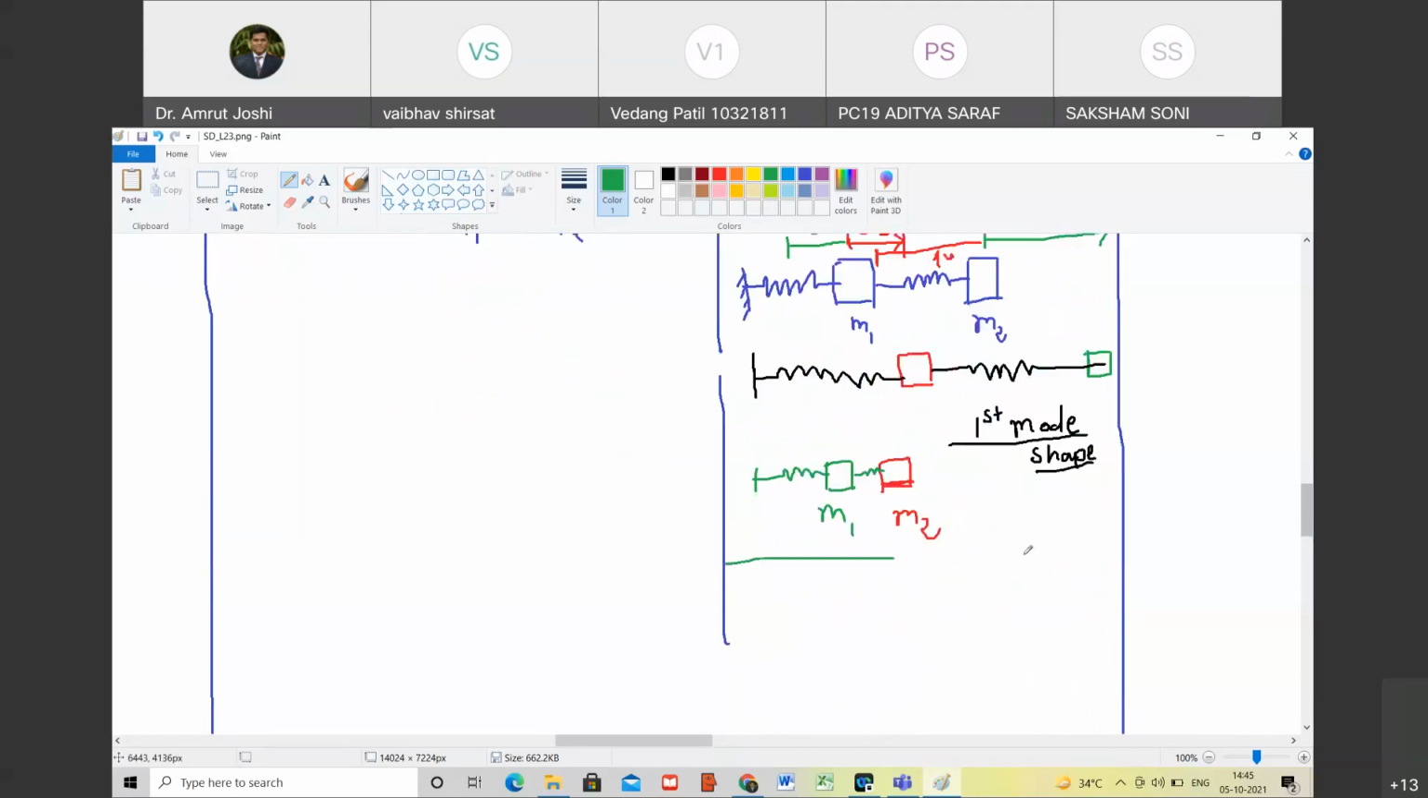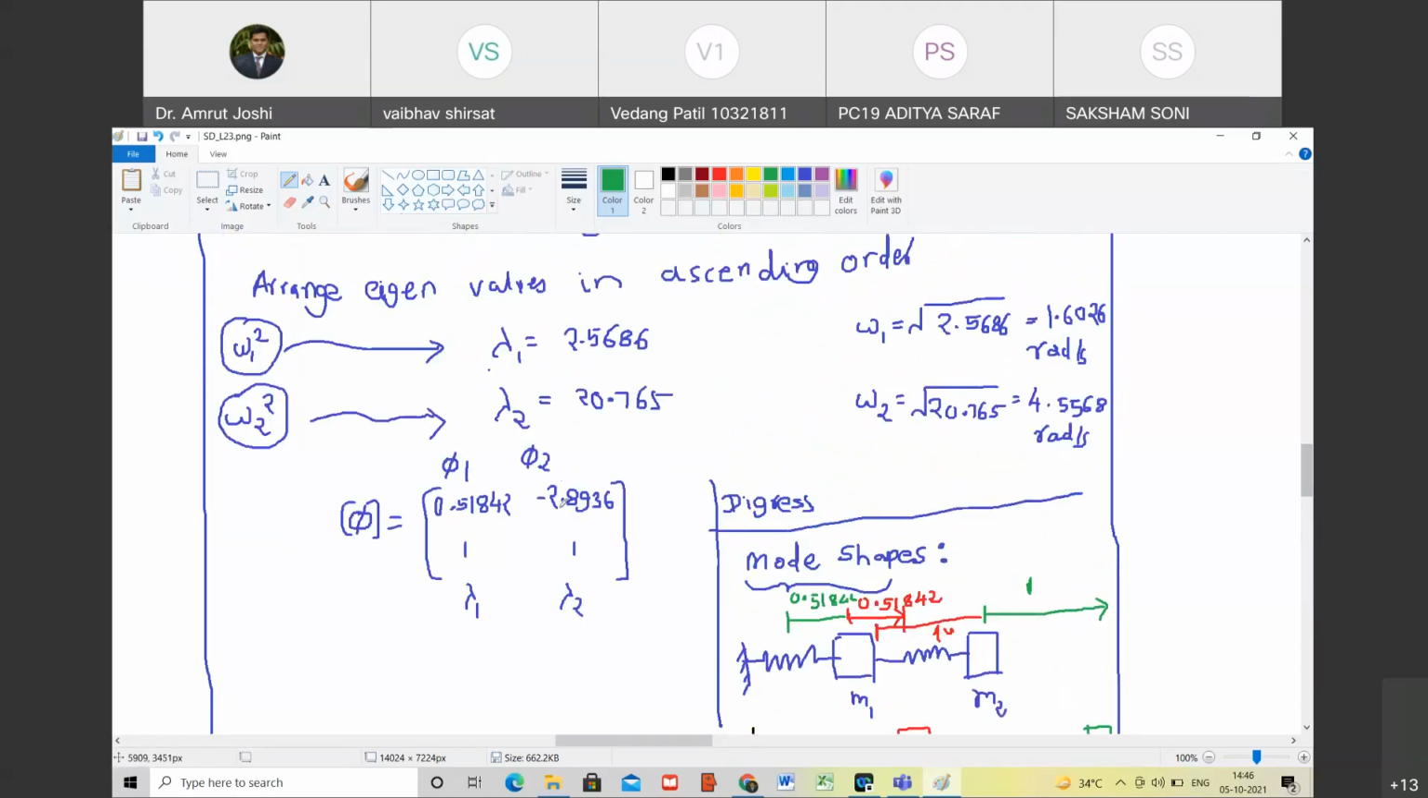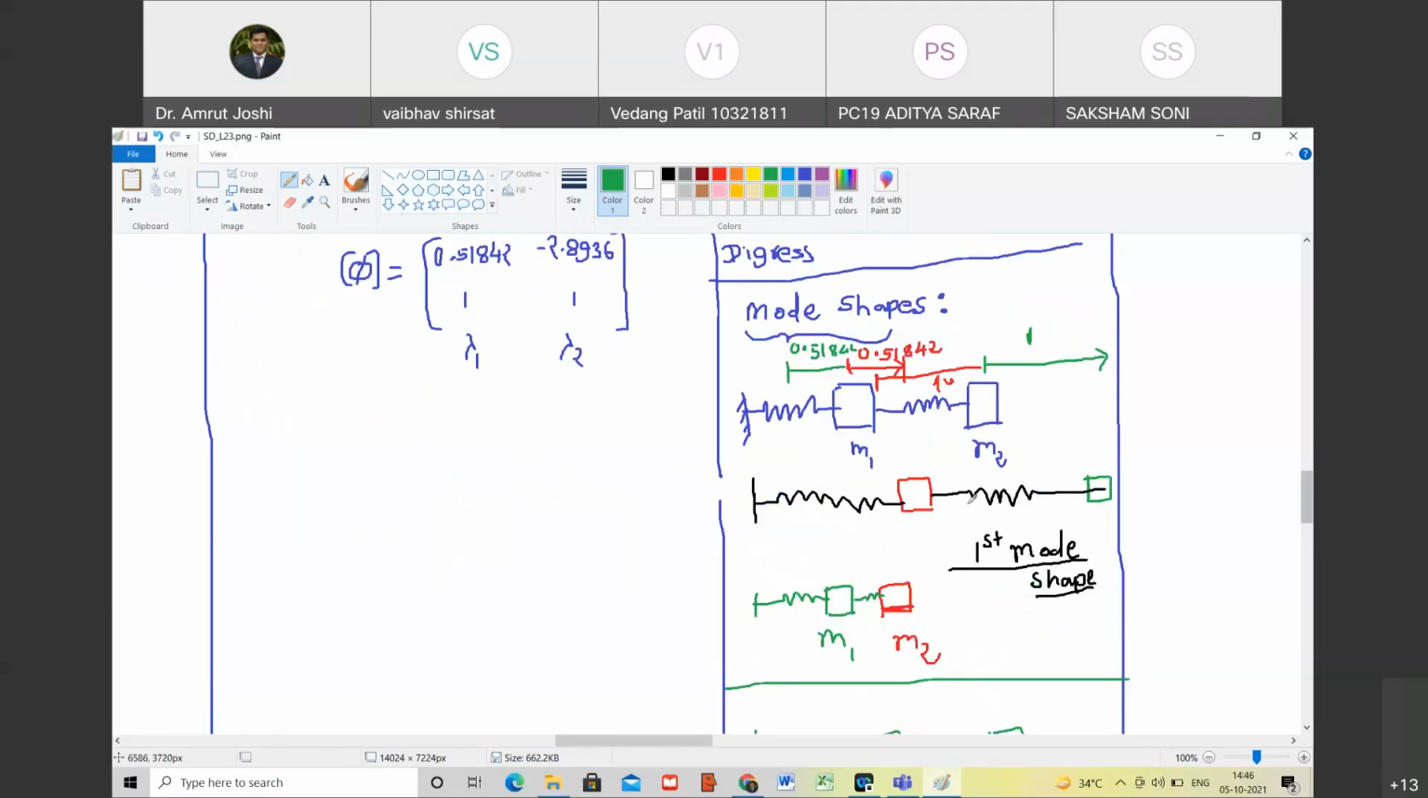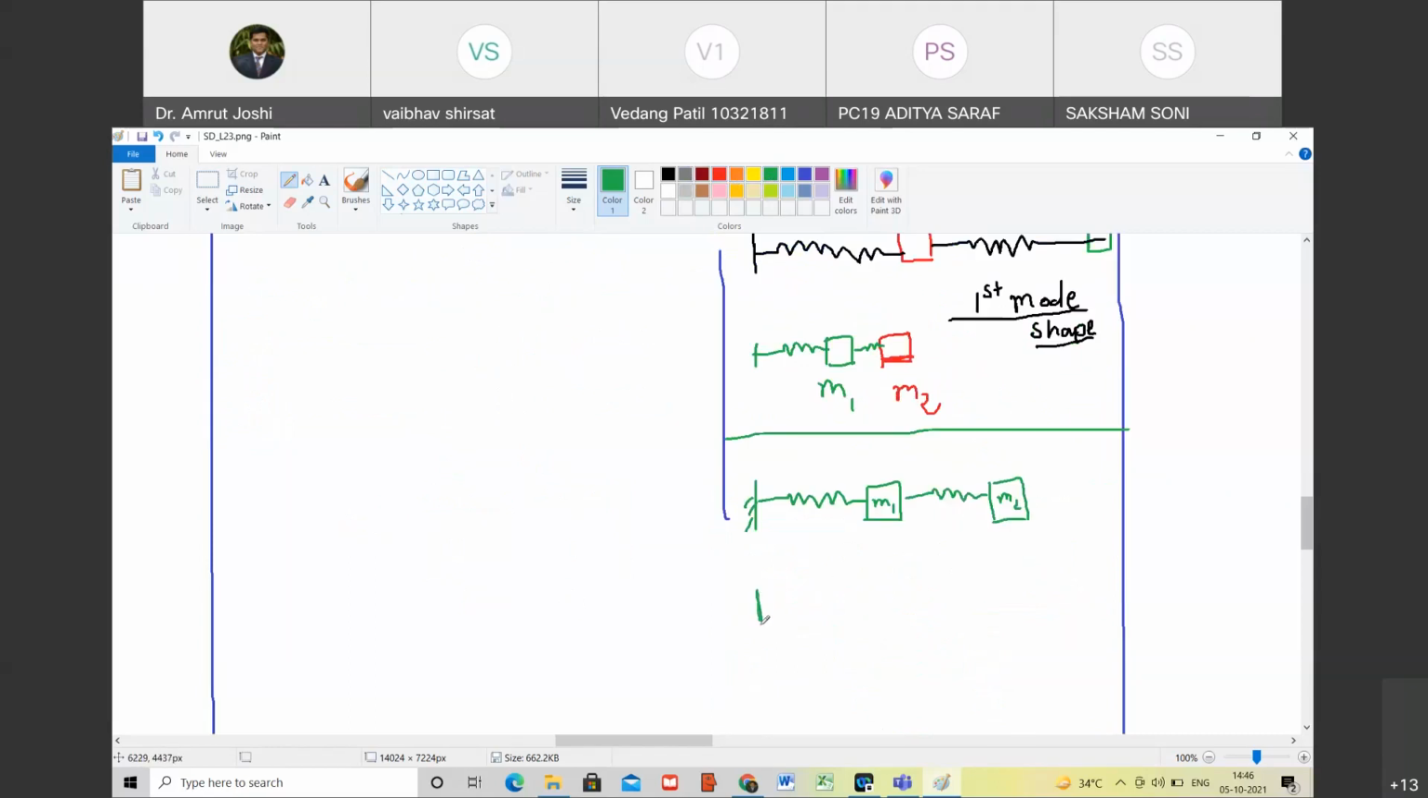Dekho, second mode shape. Now I am going to draw the second mode shape. This is the original M1 and M2. M1. This is M2, original position. Happy? Yes, sir. The first mass moves towards right by 2.893. देखो, first mass is moving towards right, so it occupies this position.